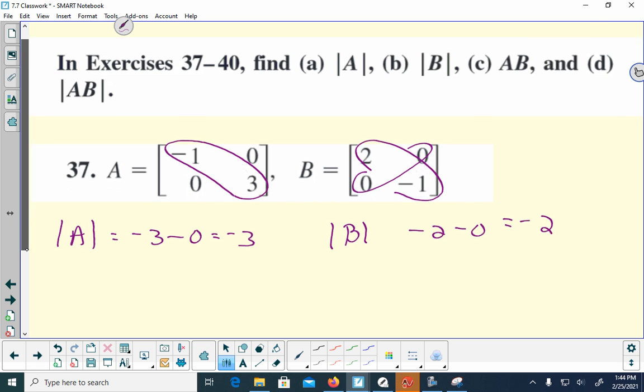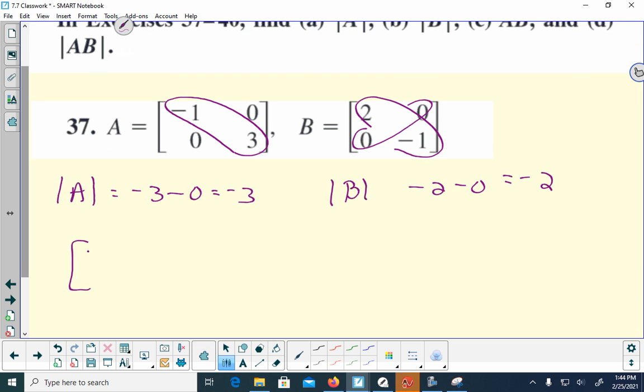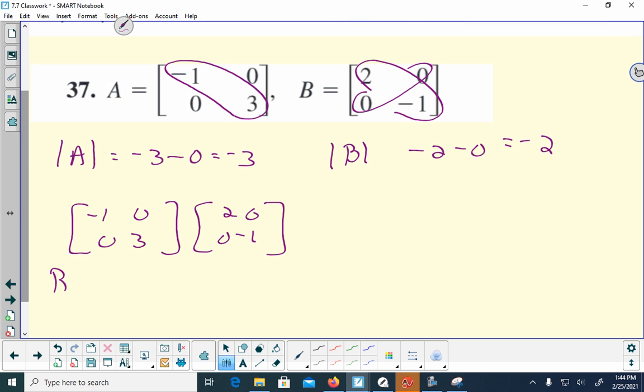Now it wants me, for part C, to find the product between these two, and I like to write them down next to each other. Now it doesn't tell me that I have to do it by hand, but I'm going to practice doing it by hand. So I'm going to have negative 1 times 2 plus 0 times 0 and get negative 2. Then I'm going to have row 1, column 2, which will be negative 1 times 0 plus 0 times negative 1 and get 0.